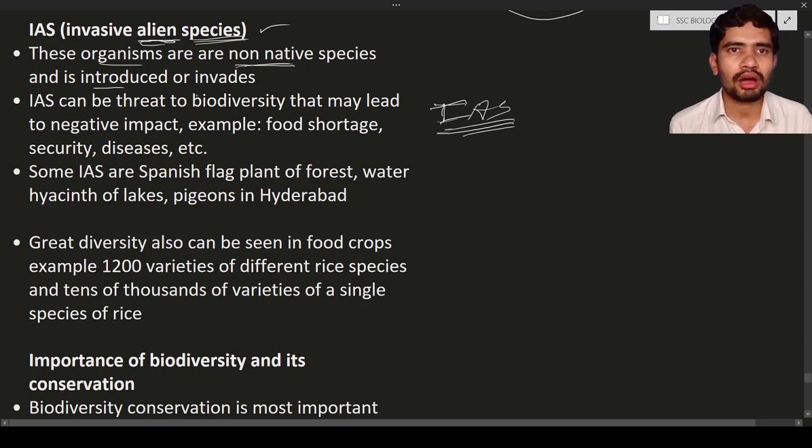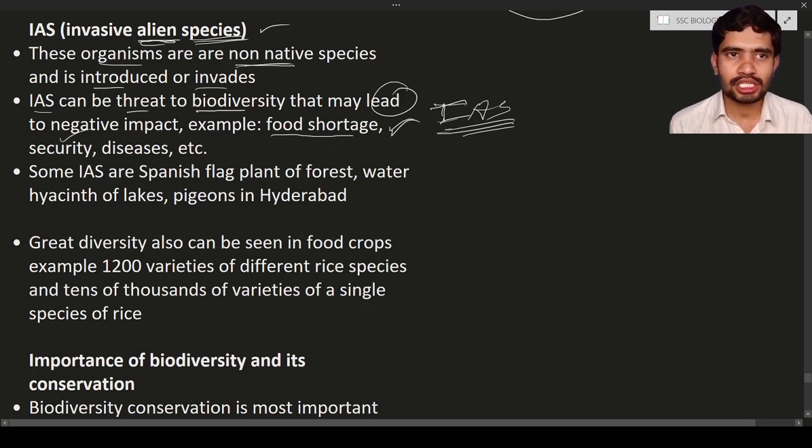And introduced or invades. IAS can be a threat. Okay, it means invasive alien species. These organisms can be a threat to the biodiversity, which may lead to a negative impact, meaning they are going to cause some kind of problems. What problems will these organisms cause here? So first one will be food shortage. They will consume a lot of food. As a result, the organisms which are living here, the natives, will not get a sufficient amount of food. Why? Because these IAS organisms will eat more.